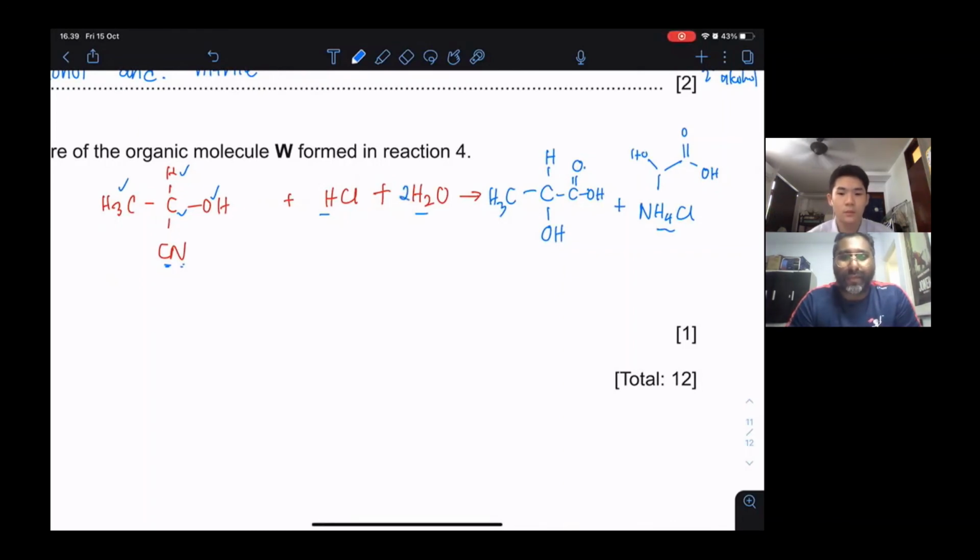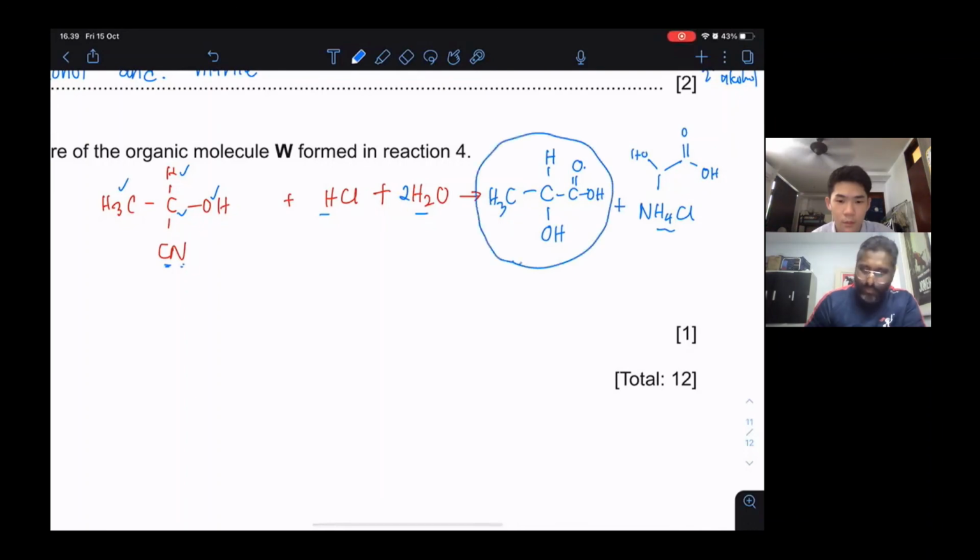Once you get this, you have this as the product. Now you are going to represent this in the form of skeletal formula. How to represent this? Very easy. 3 carbon: 1, 2, 3. No need to show the hydrogen here. The second carbon has OH, so I write down OH. Done. The third carbon has double bond O.